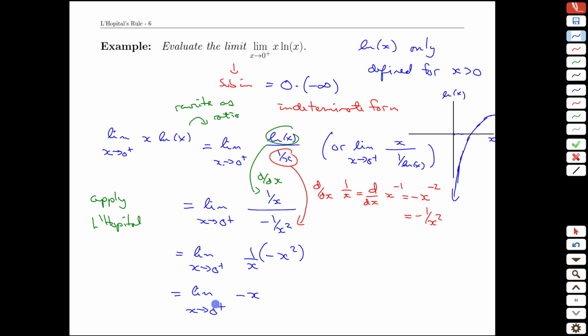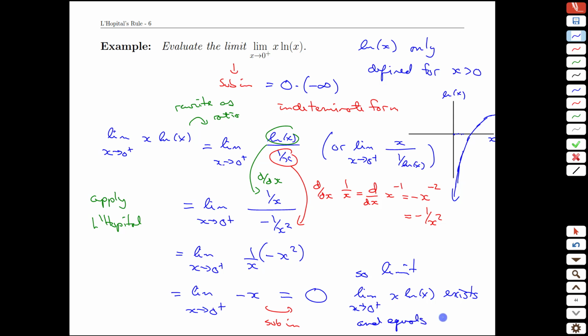Notice by doing the limit as x approaches 0, we can do that cancellation because x isn't exactly equal to 0 in this limit. And then we try the naive subbing in. We traded our original limit for a new limit, a new function here, and here there's no problem at all. The limit value is 0. As x approaches 0, this gets smaller and smaller. And so the limit as x approaches 0 from the right of x ln of x, which originally was indeterminate, we had to do more work. That limit exists, and it equals 0.